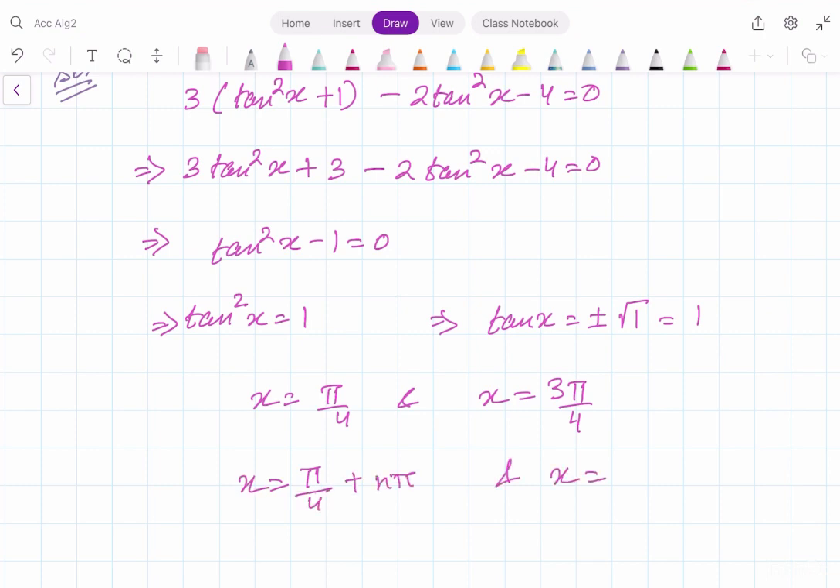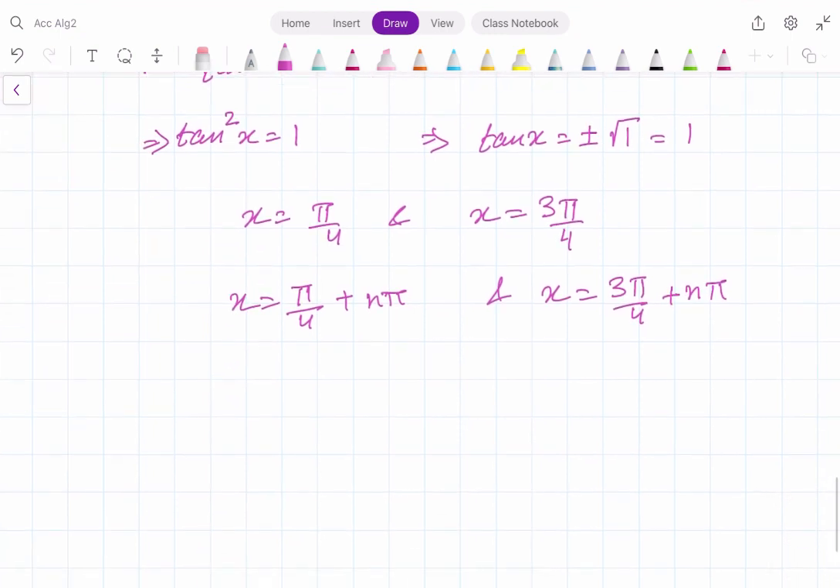So remember, the period for the tangent is n pi, so I need to include the period as well, because we are considering pi fourths as a positive and negative for 3 pi fourths.